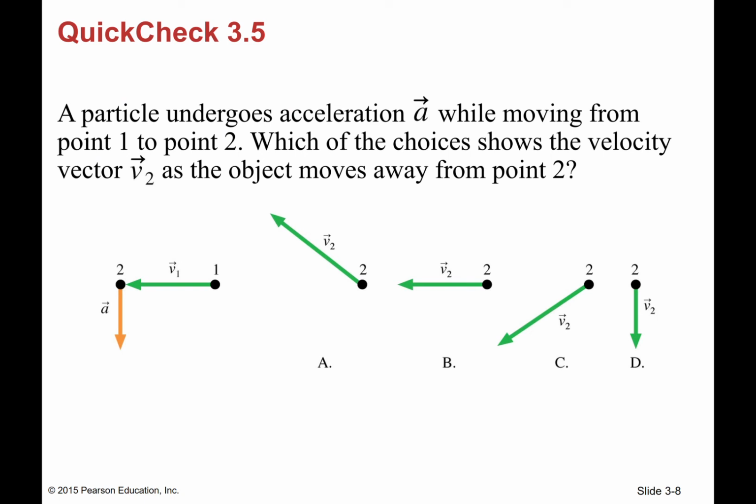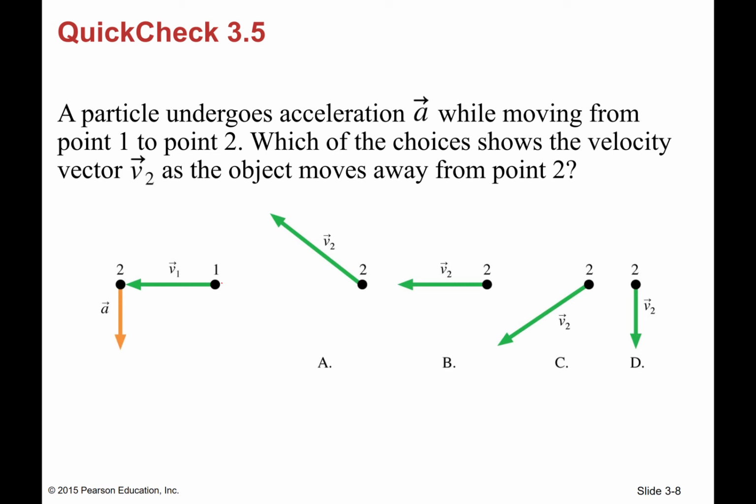Quick question: a particle undergoes an acceleration while moving from point 1 to point 2, from here to here. Which choice shows the velocity vector 2? The particle moved from 1 to 2, and then this is the acceleration. So find the right vector 2. Just take a minute to answer this question.